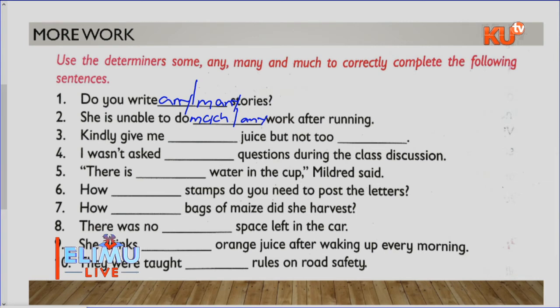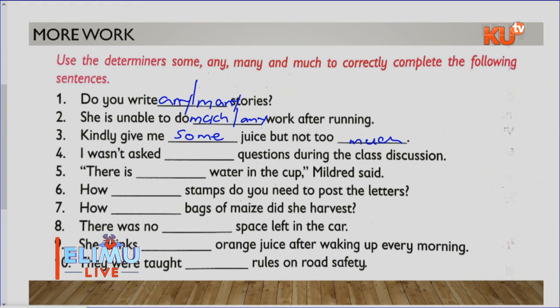Kindly give me dash juice but not to dash. Kindly give me some juice. So you say some juice. Kindly give me some juice but not too much, because juice is uncountable. We cannot count things that are in liquid forms.